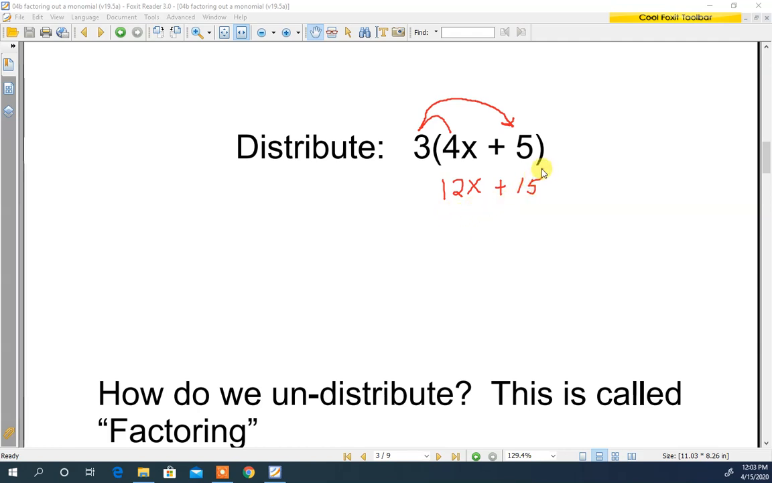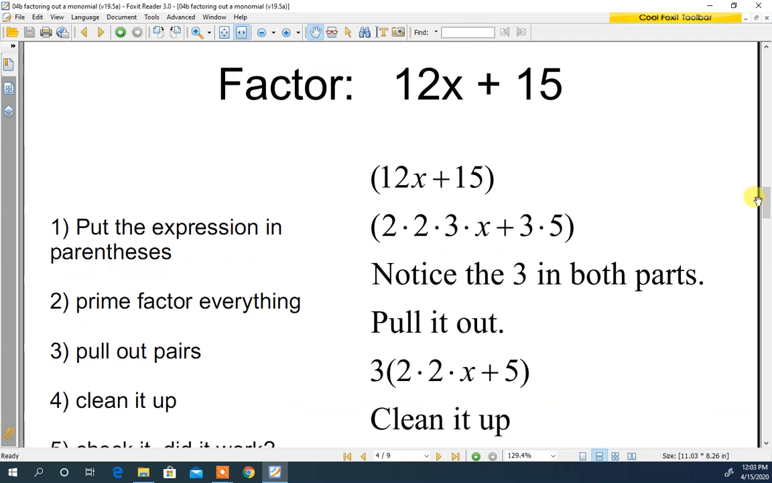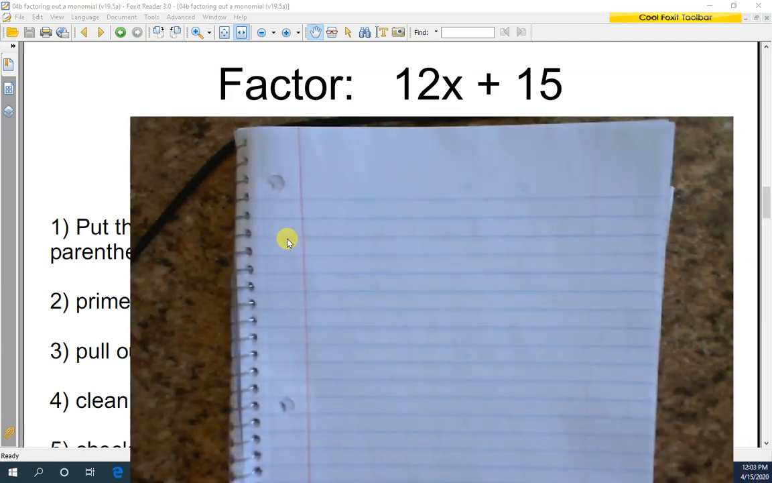How do I take this guy right here, this, boy, that was a mess, this, that. How do I take that and turn it back into the thing in front of it? And that's what we're going to learn how to do. How do we undistribute? So I'm going to show you how to undistribute that problem.